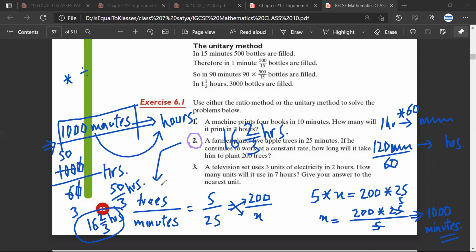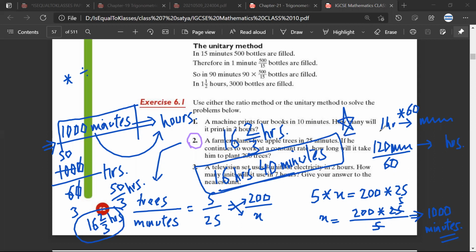If you don't like this, you can write this as 16 hours, 40 minutes. Mr. Satya, have you understood this? Yes, sir. Mr. Sarthak, any doubt? No, sir.